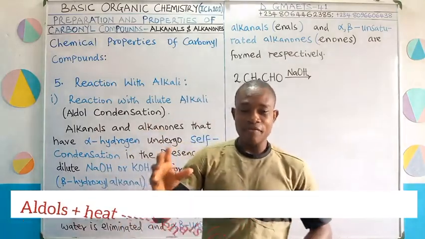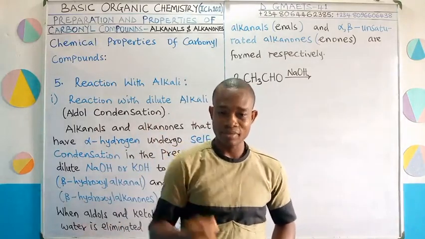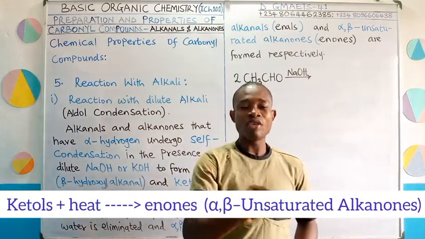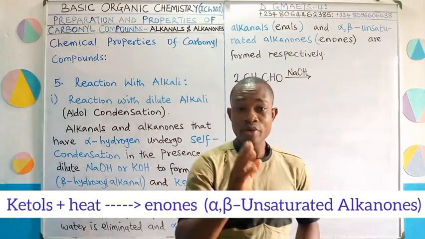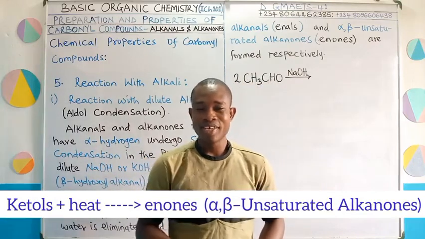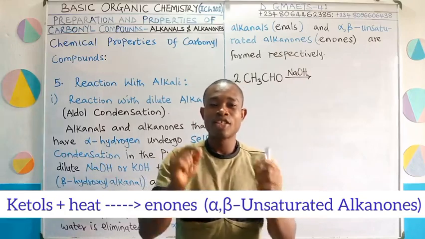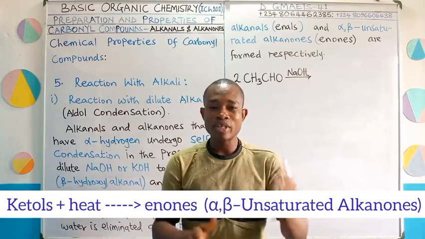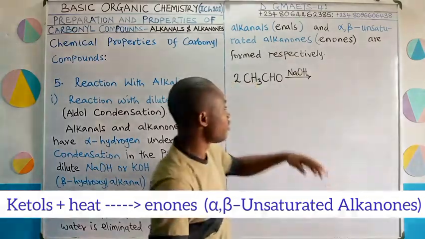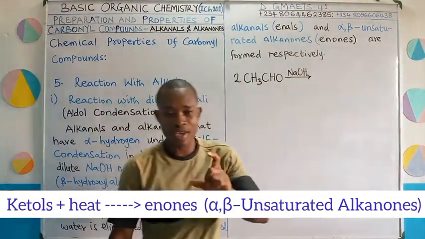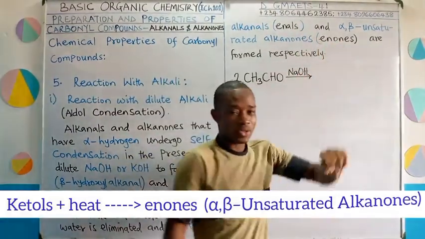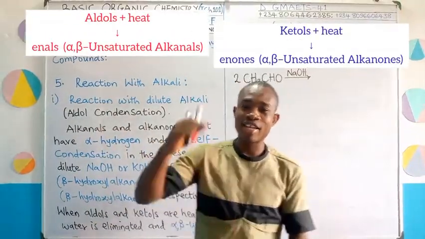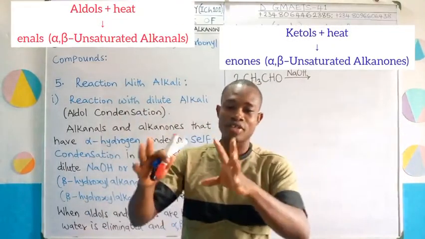Okay, what if it is a ketone that you heated? If you heat a ketol, you will get an alpha-beta unsaturated alkanone. And remember, our alpha-beta unsaturated alkanone is simply an alkanone that has a double bond between the alpha and the beta carbon. These alpha-beta unsaturated alkanones have a special name given to them called the enones. Is that okay? Called the what? The enones. So this is the idea. Aldols give us enals when you heat them. And then ketols give us what? Enones when you heat the ketols.